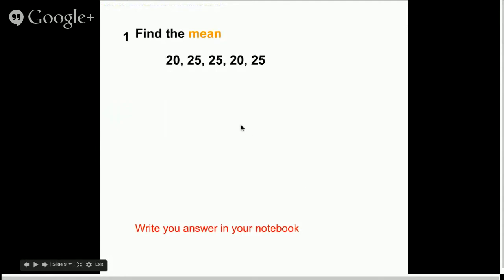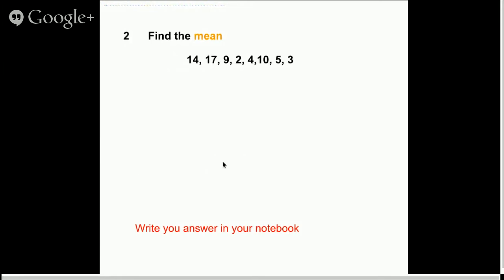All right, find the mean of this. Go ahead and pause it. The correct answer is 23. Find the mean of this. Go ahead and pause it. All right. Correct answer is 8.